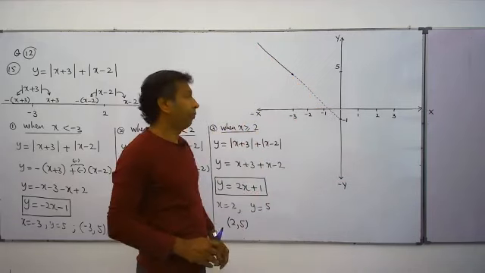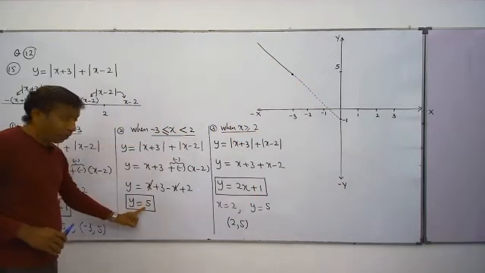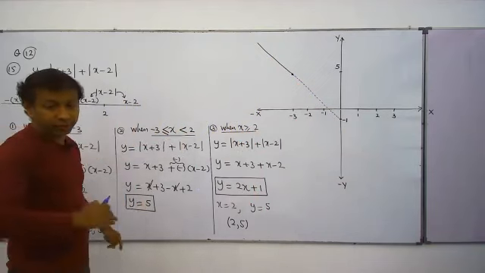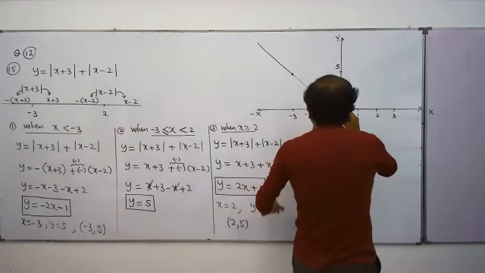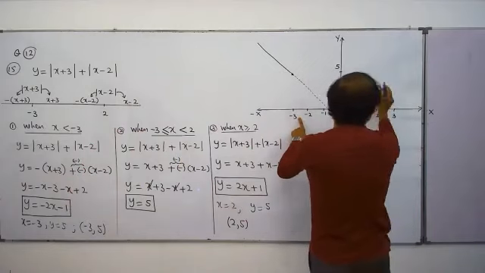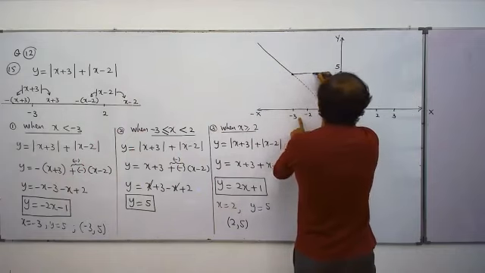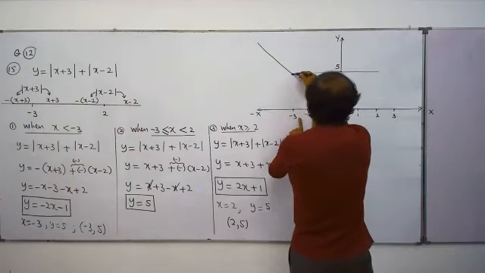Right. Next one, people, between minus 3 and 2, y is 5. That means y equals 5 line is a straight line parallel to the x-axis, cutting the y-axis at 5. So therefore, that is between minus 3 and 2, no? So therefore, 2 also here. 2 also here. So then, here we get like this. You see, right?